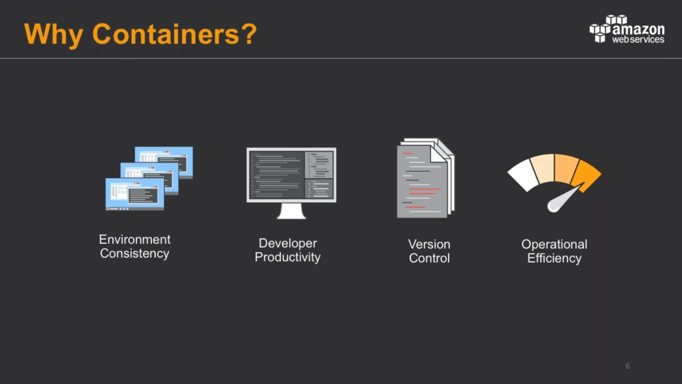Starting a container is just the same as starting a process, so they scale very fast. And some processes, when you're running them, don't need all the instance capacity all the time. So with a container, you've got the flexibility to use that unused capacity with a batch job, for example, running in its own isolated process on the same instance. All this adds up to a consistent environment, increased developer productivity, better version control, and improved operational efficiency across our compute resources.